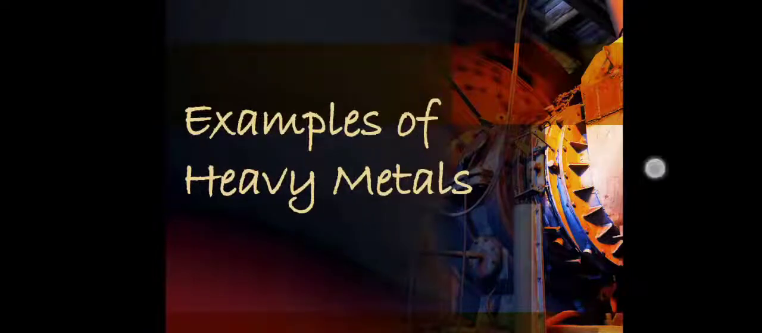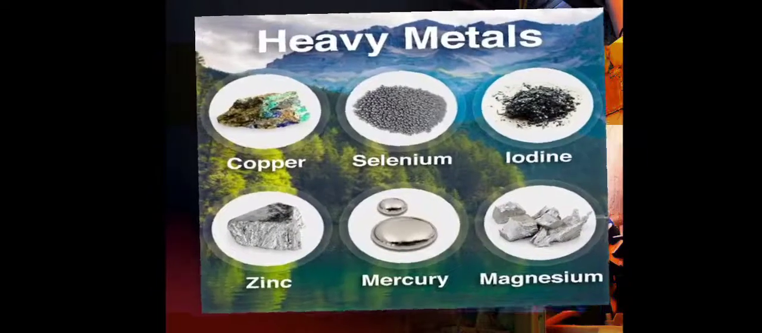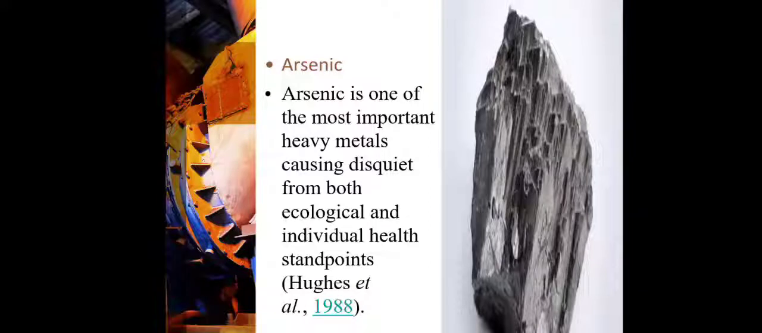Some examples of heavy metals are copper, selenium, iodine, zinc, mercury, and magnesium. Aside from that, we will define arsenic, which is an example of heavy metals. Arsenic is one of the most important heavy metals, causing concern from both ecological and individual health standpoints. So arsenic is also one of the heavy metals.